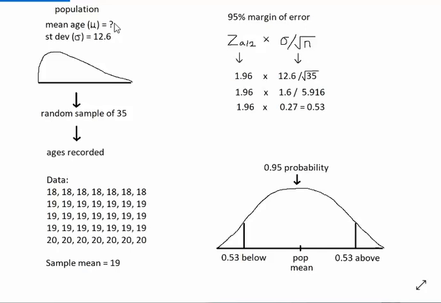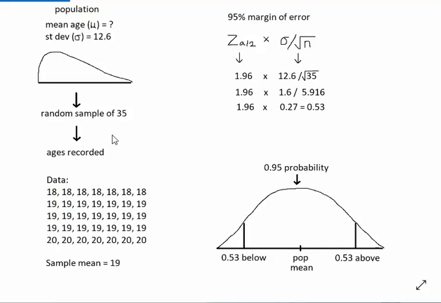In this situation, the person wants to know the mean age of a certain population. The person takes a random sample of 35 people from the population, records their 35 ages, and calculates the mean age of the 35 people. The sample mean comes out to 19.